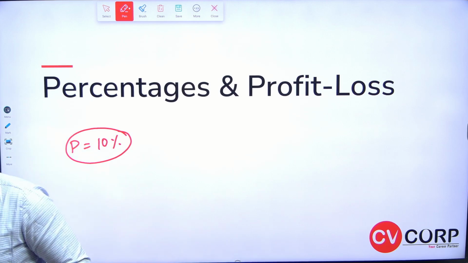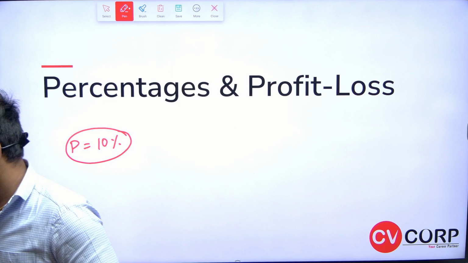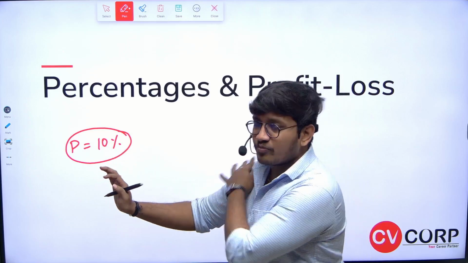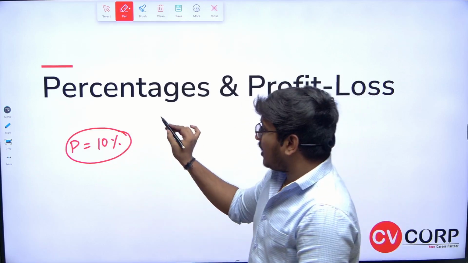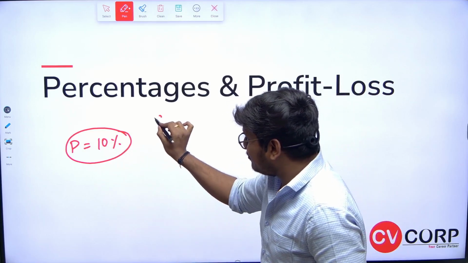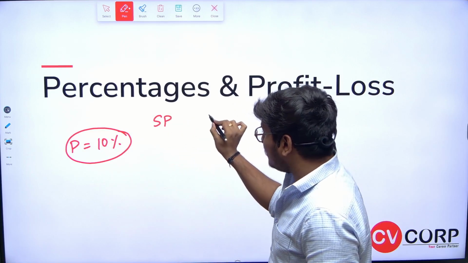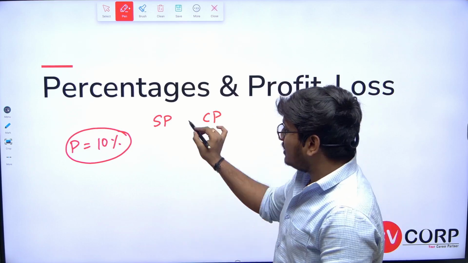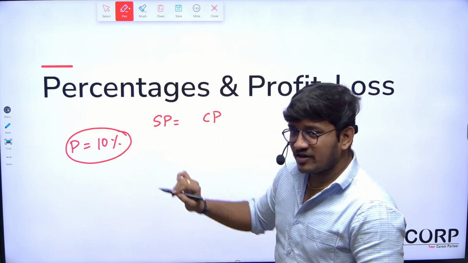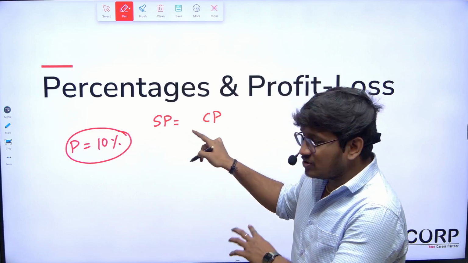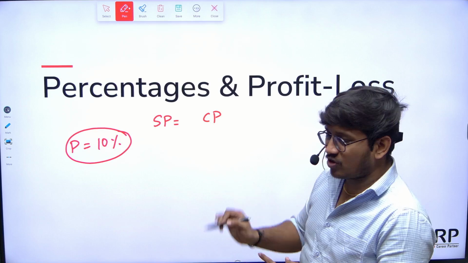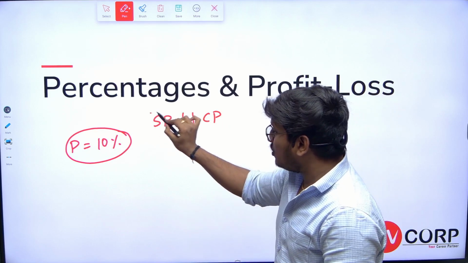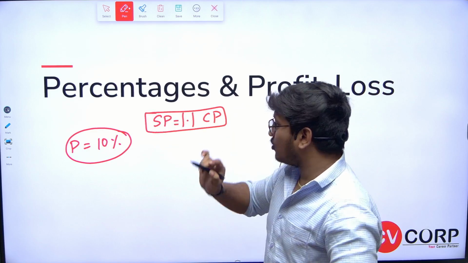Yeah guys, okay. So when we have a profit of 10%, and if you want to write the relation between selling price and cost price, always remember a very simple logic. When the profit is 10%, if I ask you to write the relation between selling price and cost price, simply you can write selling price is equal to 1.1 times the cost price.